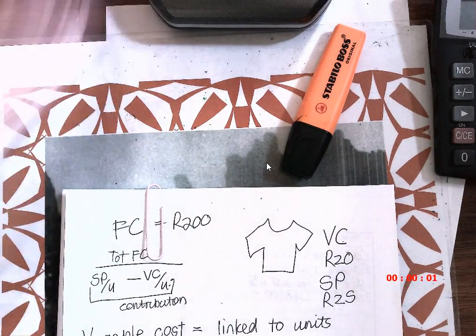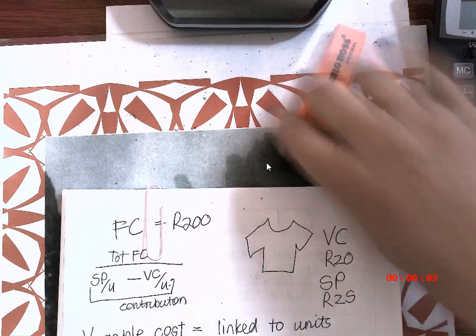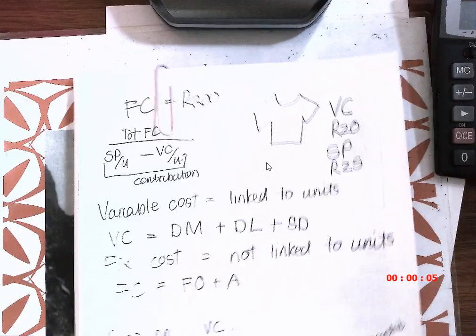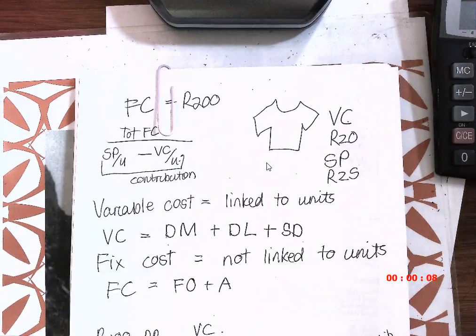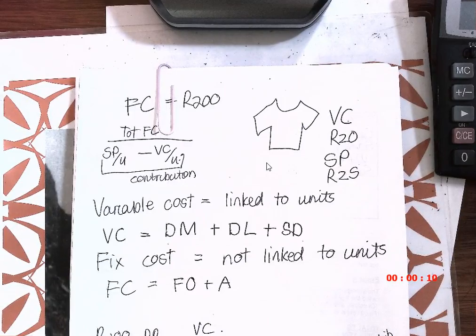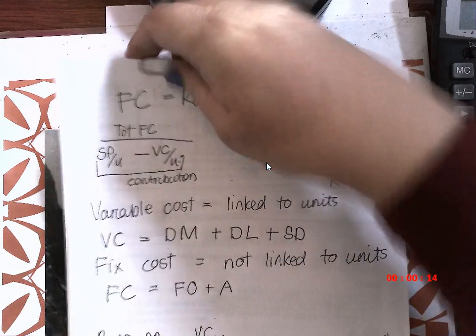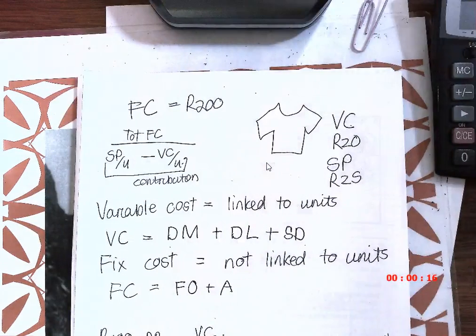Explaining to you the break-even point. Okay, so let me just repeat. When I calculate the break-even point, it's to calculate how many units I need to produce to cover my fixed cost. And from that unit, the next unit is making a profit.